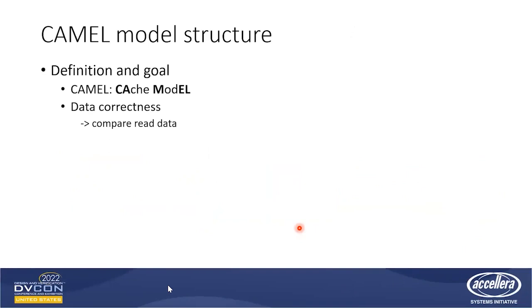CAMEL is the abbreviation of a cache model. The basic goal of the CAMEL model is data correctness. This is achieved by comparing the read data. When the load instruction comes from the core, the RTL will give a read data, and our test bench will also predict a read data. We compare the read data, and if they are the same, we judge that the logic of the cache is correct, otherwise not correct.